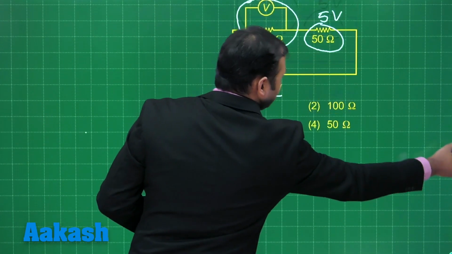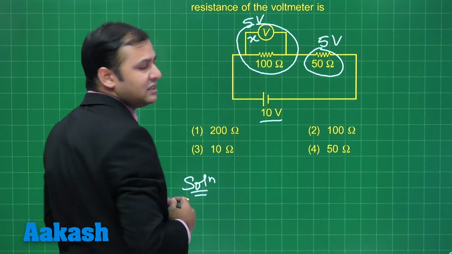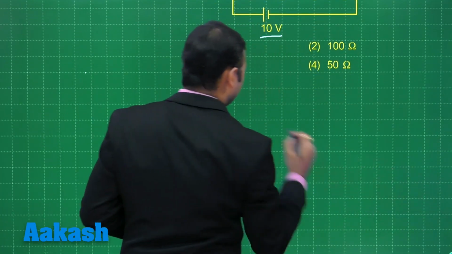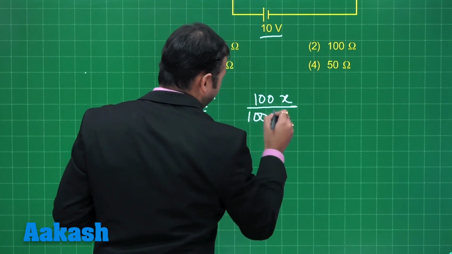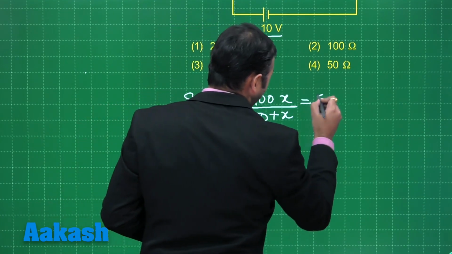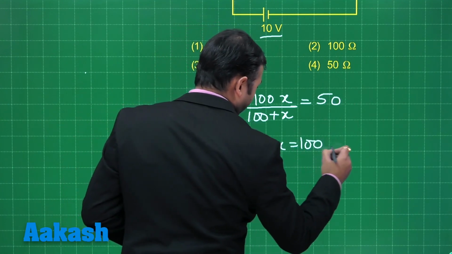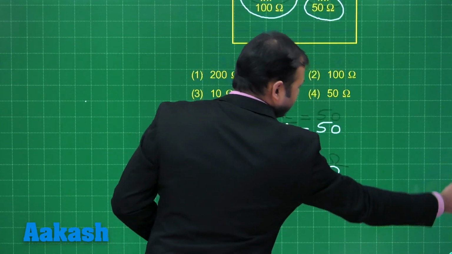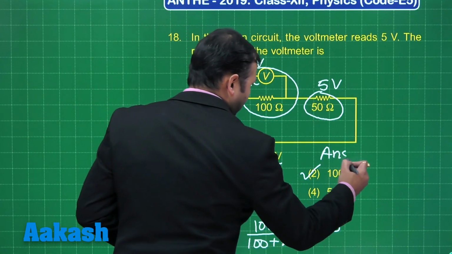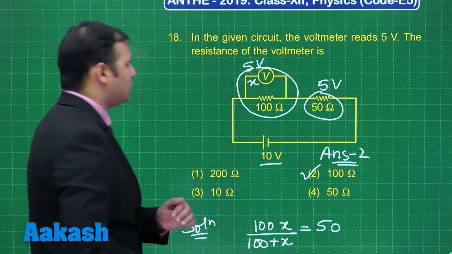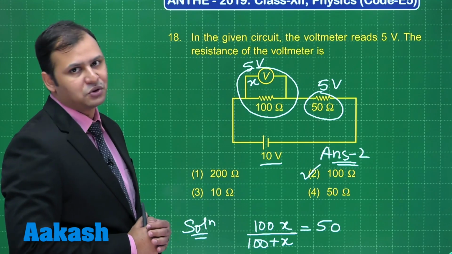For the combination of 100 and voltmeter in parallel, let's take this resistance as X. What you can write is 100 into X upon 100 plus X will be equal to 50. Solving this, you will get X is equal to 100 ohm. Let's see which is the best suited option here. Among the 4 options, yes, option number 2 is the correct answer to this question. I hope you have understood the question. Now let's move on to our next question, that is question number 19.